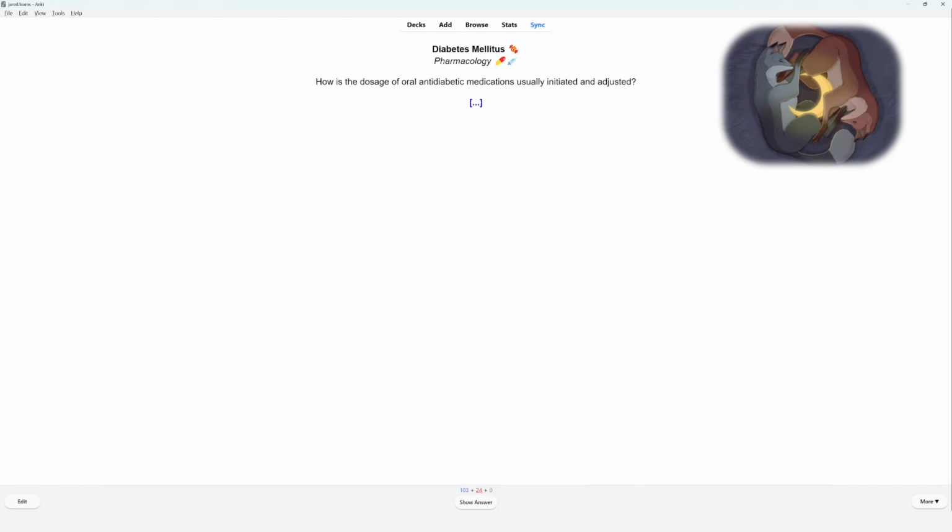How is the dosage of oral anti-diabetic medications usually initiated and adjusted? Start low dose for 1 to 2 weeks until the lowest effective dose, and then another oral anti-diabetic or insulin therapy may be added.